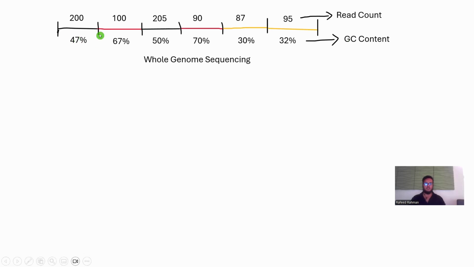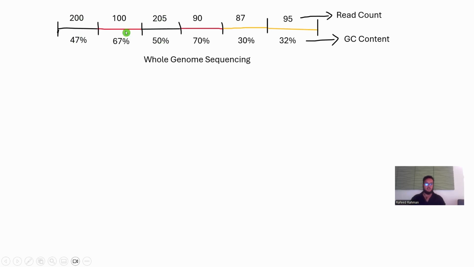And you can see different GC contents here, right? 47%, 67%, 50%, etc. So you can see that the count sort of correlates with the GC content. Let me actually show you how it correlates. If you have a very normal GC content like 50%, so half of the bases are G and C, which is basically what we expect, right? Because GC is 2 bases and AT is 2 different bases. In that case, the read count is around 205, 200, etc. 47%, 200, 50%, 205. So this black segment and this black segment have normal GC content.